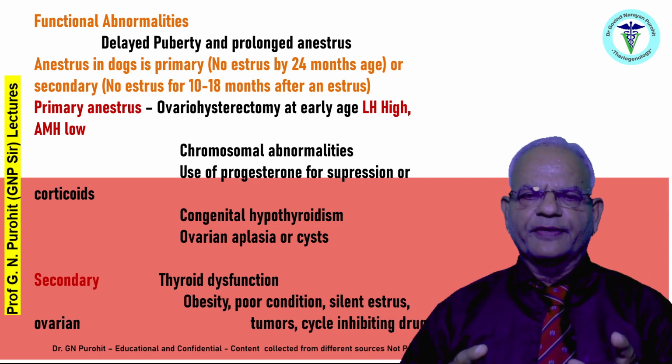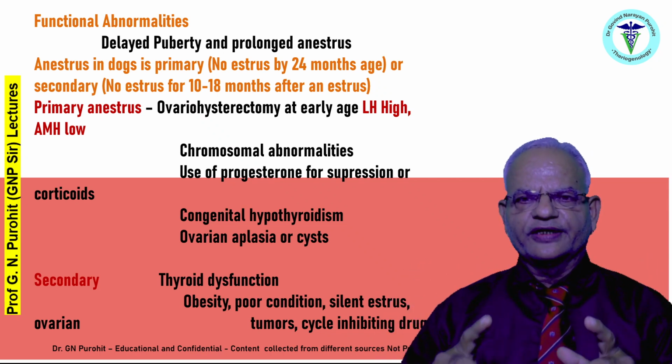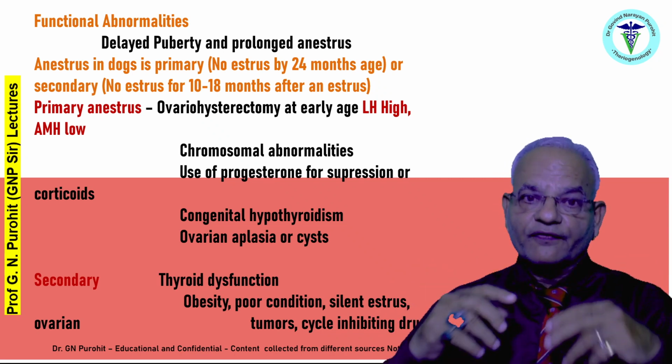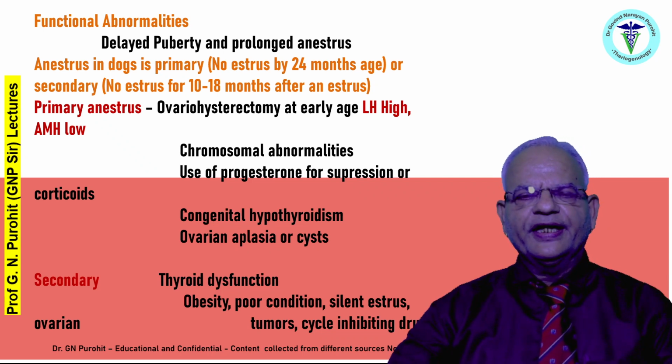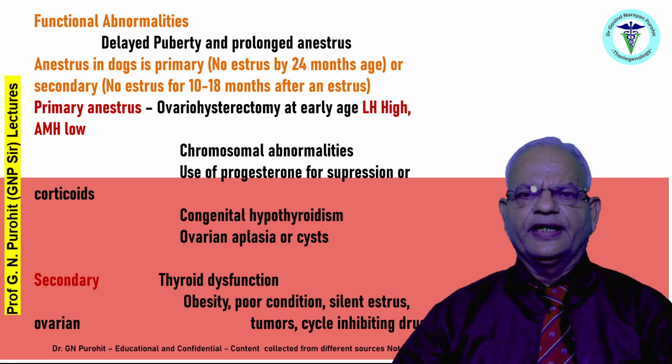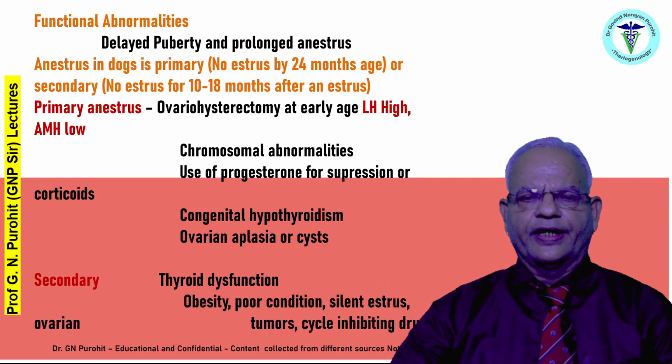Anestrus in dogs is primary, no estrus by 24 months of age, or secondary, no estrus for 10 to 18 months after an estrus. Primary anestrus could be because of ovariectomy at an early age, and for this detection, one can find that the LH is high and AMH is low.